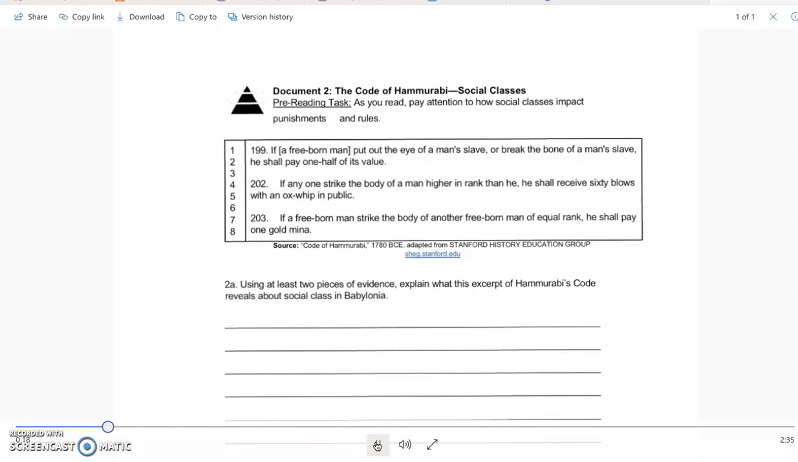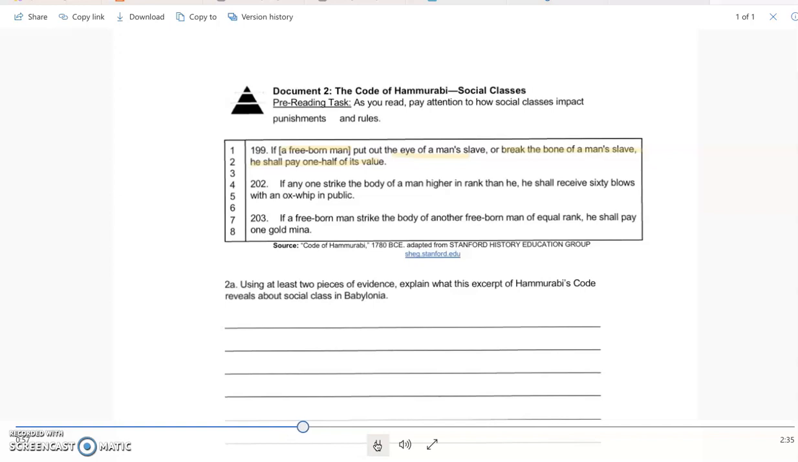Rule 199. If a free-born man put out the eye of a man's slave or break the bone of a man's slave, he shall pay 1/2 of its value. So that basically says if somebody puts out the eye of somebody else's slave or breaks the bones of somebody else's slave, if somebody hurts somebody else's slave, then that person shall pay 1/2 of the slave's value.